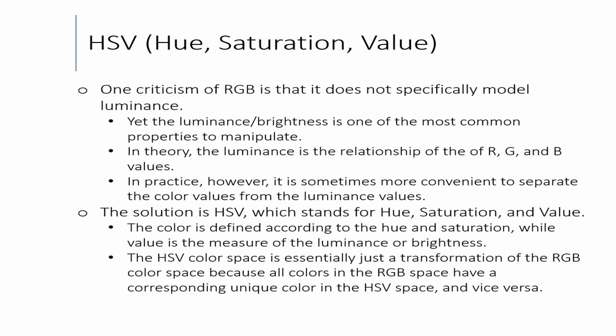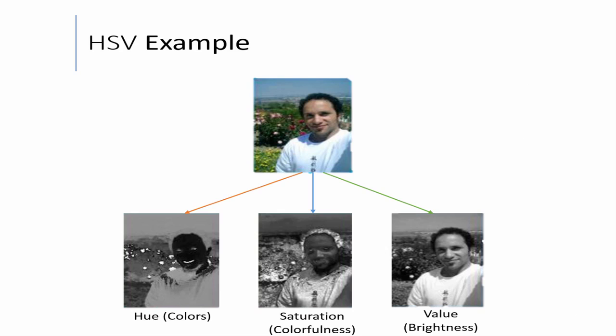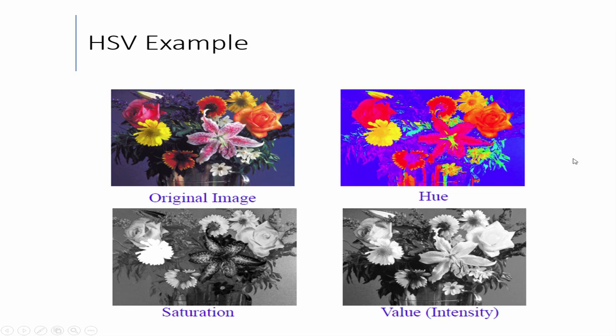The HSV color space is essentially just a transformation of the RGB color space, because all colors in the RGB color space have a corresponding unique color in the HSV space, and vice versa. Let's take a look at an HSV example. We have our full image, and then it's separated into hue, which is the different colors, saturation, which is the colorfulness, as well as the value, which is the brightness or intensity. Here's another example. We have the hue with the different colors, the saturation, how saturated it is, and the value, which is the intensity.